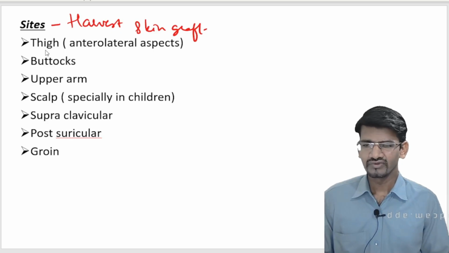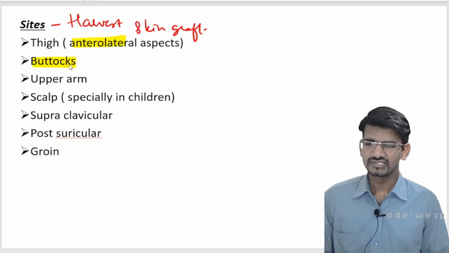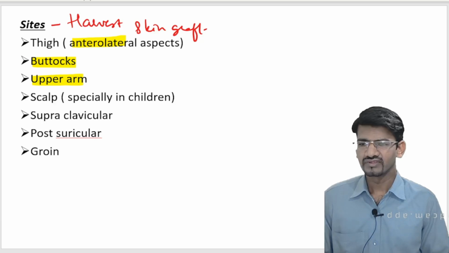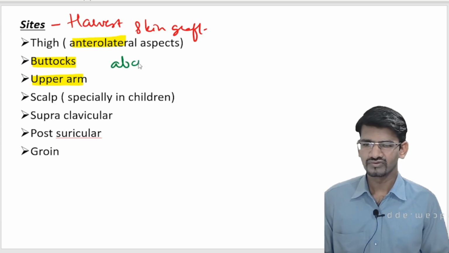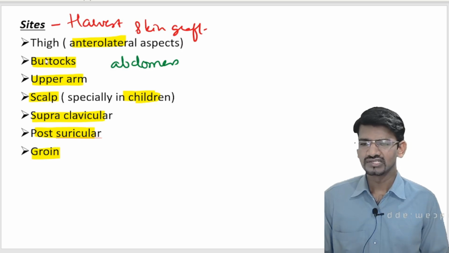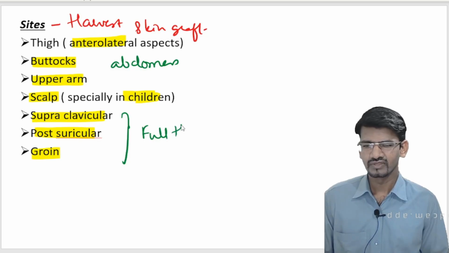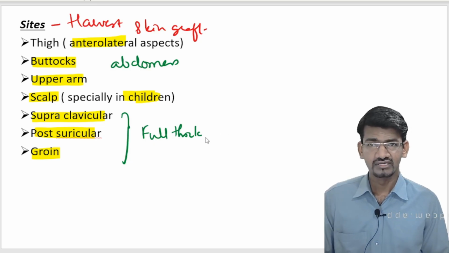So majorly we consider the anterolateral aspect of the thigh, then buttocks, arms, and even the abdomen. Then especially the scalp in the case of children. In children we take the skin from the scalp, and the supraclavicular, post auricular and groin regions. These three are majorly considered for taking the skin for full thickness skin grafting.